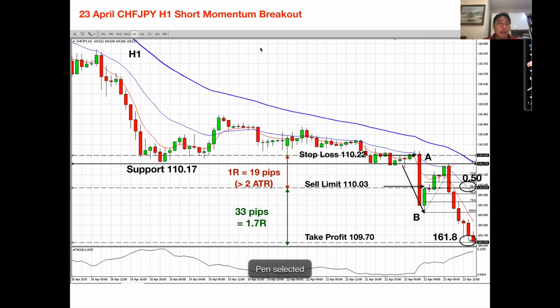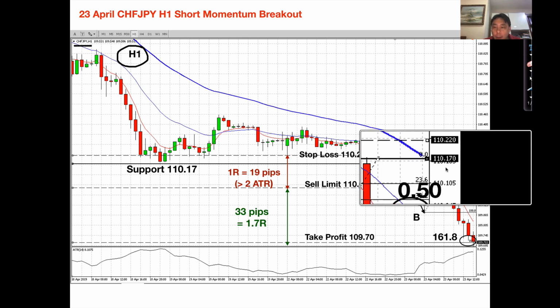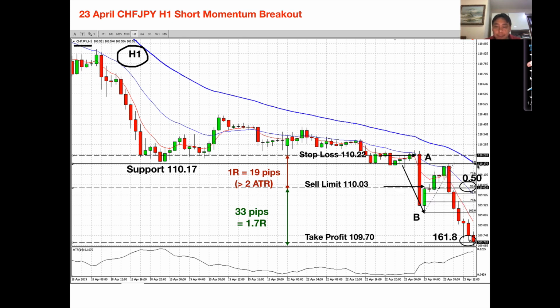Okay, so drilling down to H1, again, I'm looking at the franc yen, and I see this big red candle over here. So again, usually by the time I look at the chart, it would already have moved. It would already have broken out of some kind of support level. So what's the first thing I do? I draw the most recent level of support. So in this case, support level is drawn here at 110.17. So clearly this was a level of very strong support, and it broke the support.